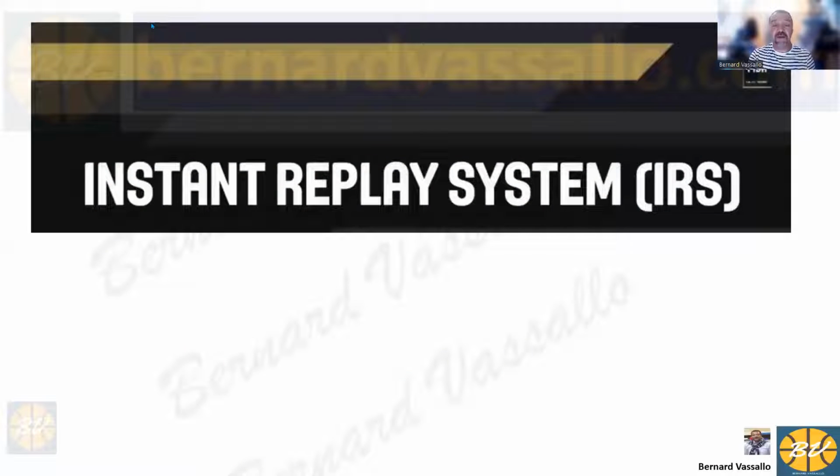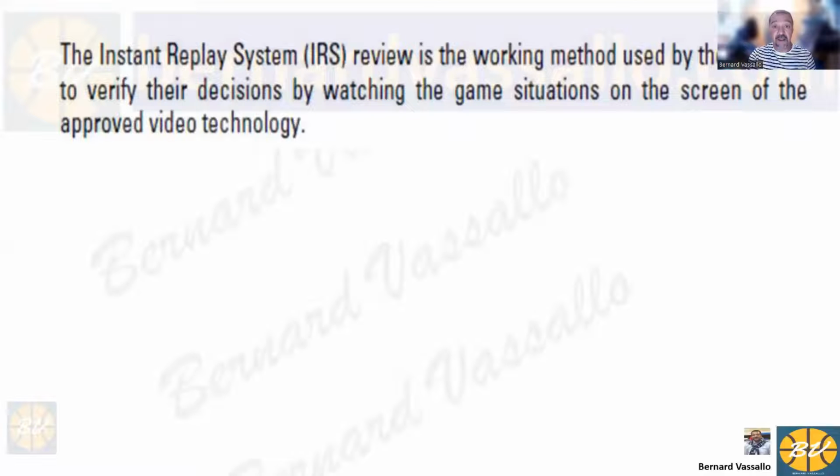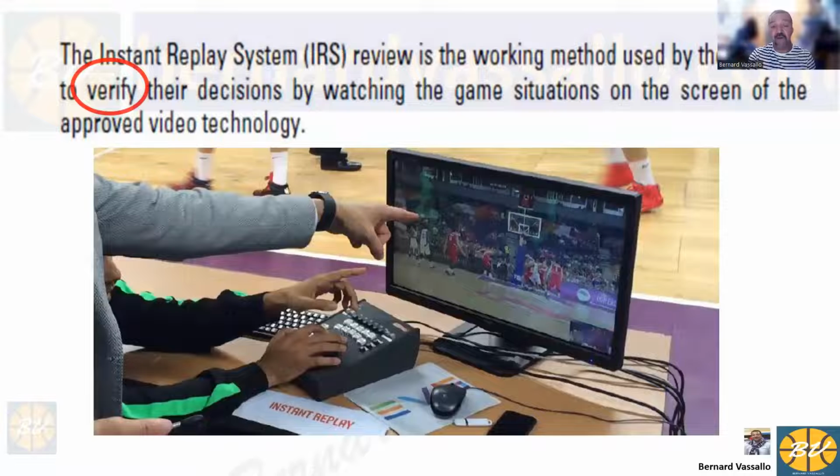So let's start this explanation of the use of the instant replay system, or IRS in short. This system, the IRS, is basically a system whereby the referees could review the decisions they took in different parts of the game by utilizing some approved video technology. Therefore, the main aim is to verify the decisions taken by the referees, obviously through the help of technology.